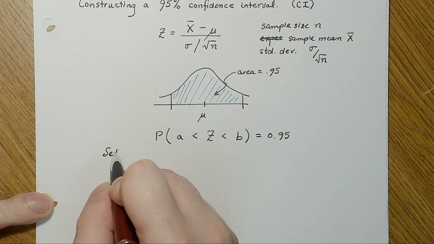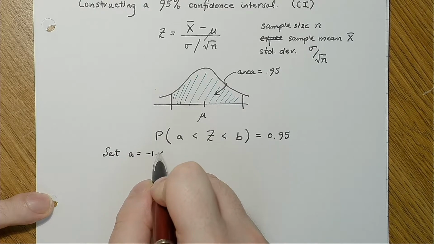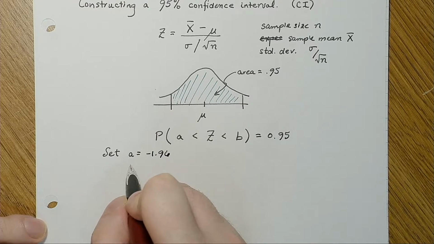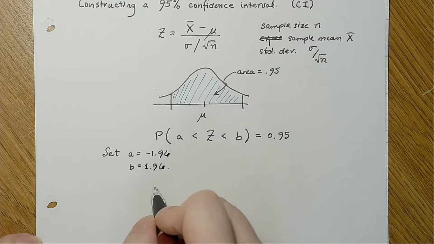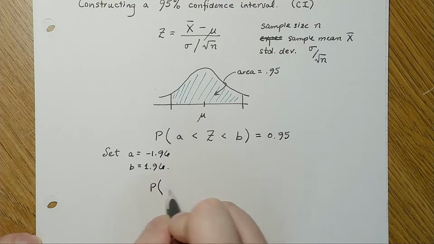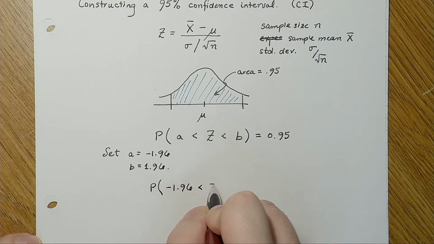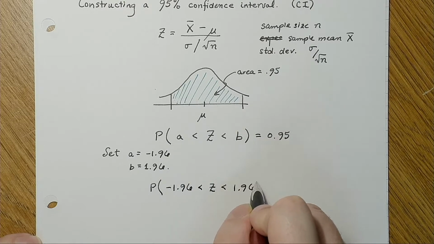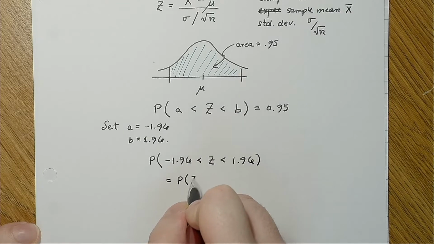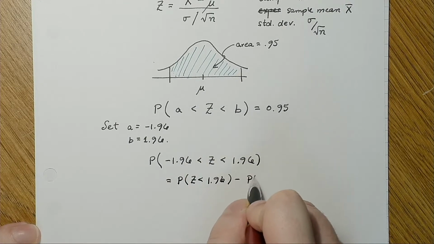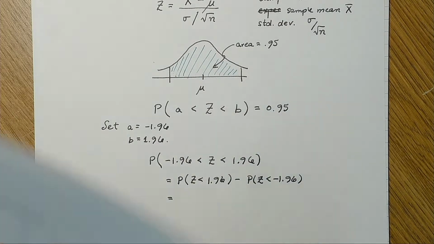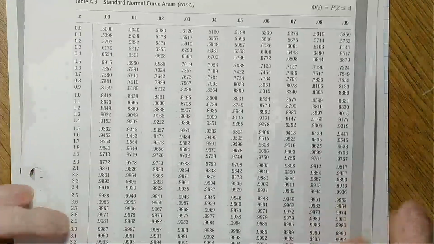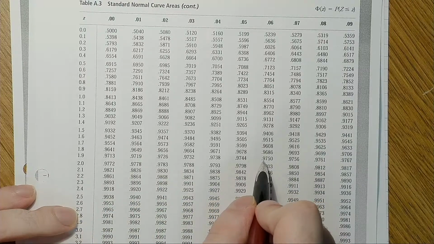Well, what I can do is set A equal to minus 1.96 and set B equal to positive 1.96. So when I do that, just so you can see it, if I pull out my standard normal table, I have 1.96. 1.96 is 0.975.